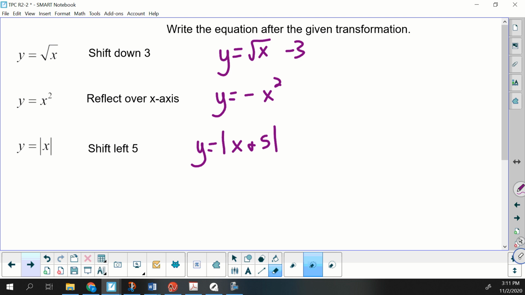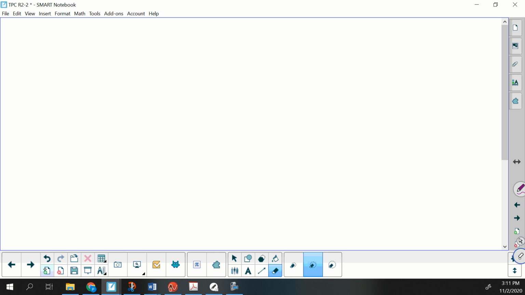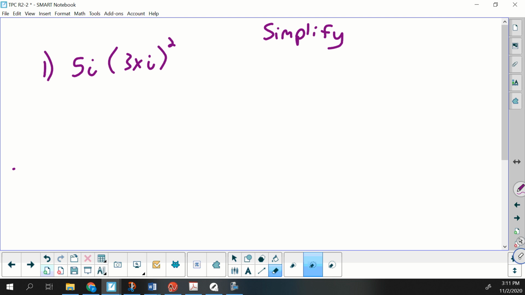Now we're going to do two more problems in the space you have on the bottom of page 9. So we're going to have you add them on there. Okay, and the first one is 5i times 3xi all squared. And the directions would just be to simplify. These tend to be the type of i questions that are on the Regents.